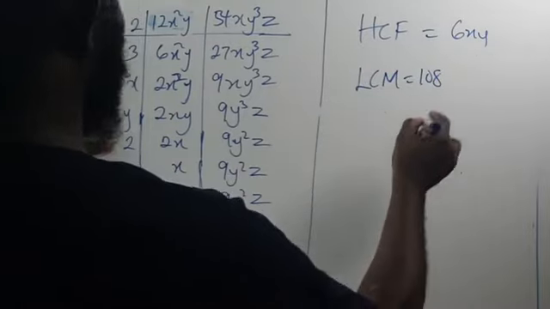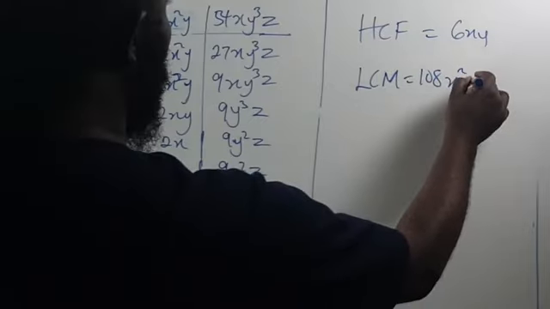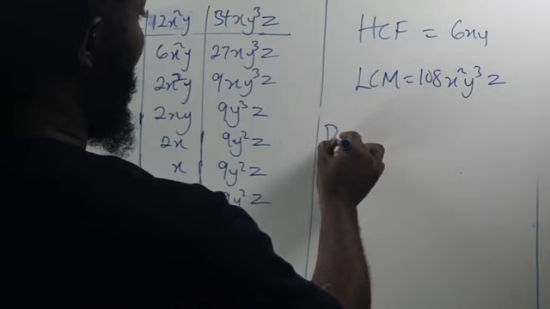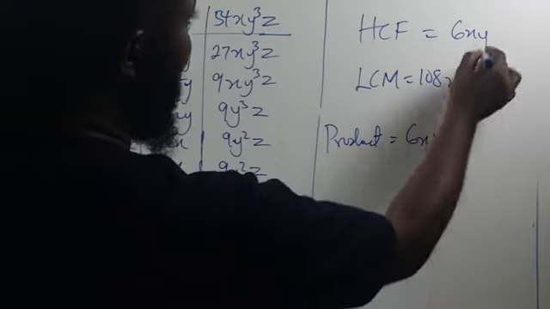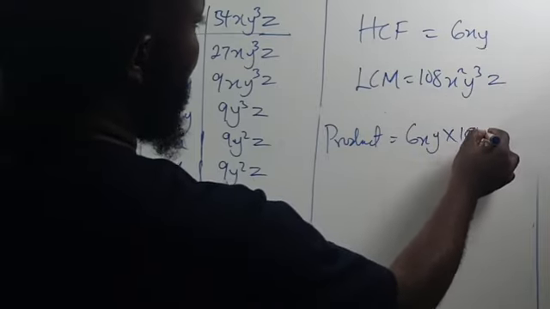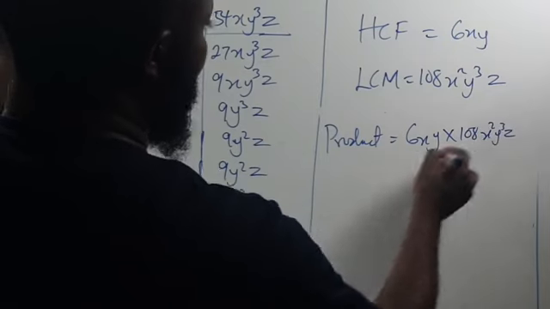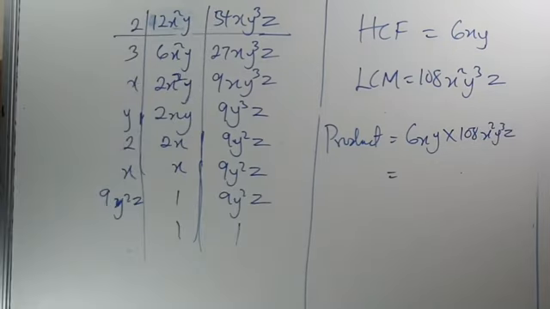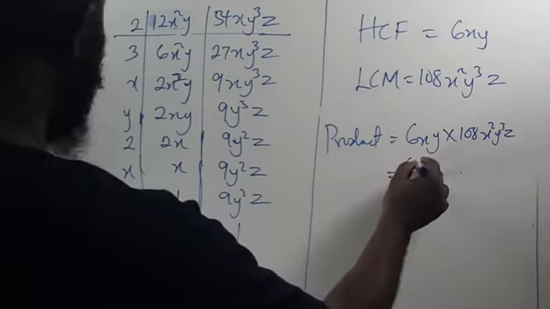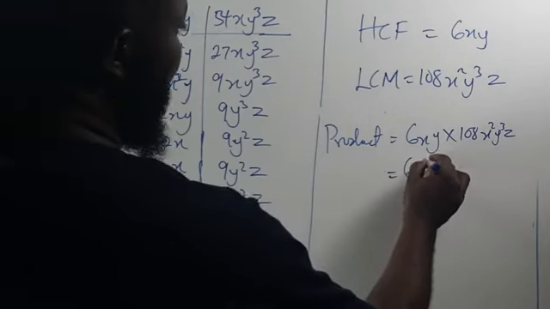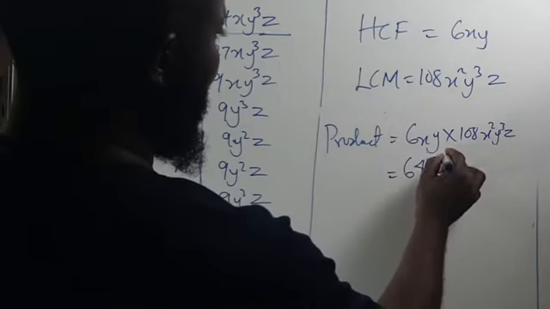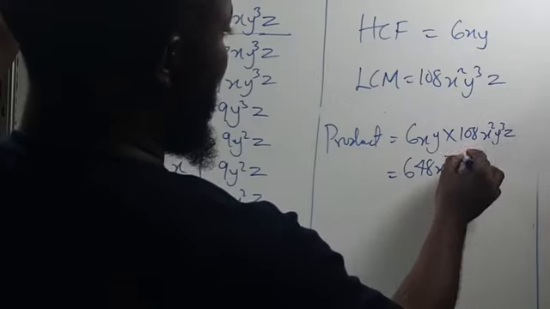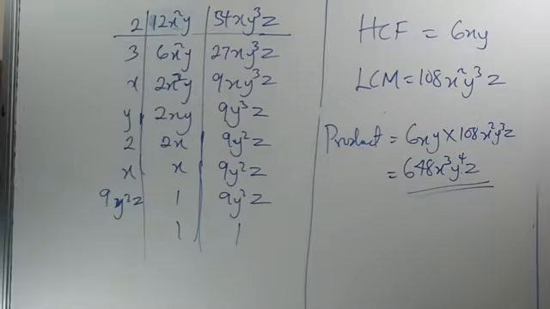that is 108. Then x squared y cubed z is the LCM. Their product will then be 6xy multiplied by 108x squared y cubed z. So multiply 6 times 108, that is 648, x squared times x, that will be x cubed, then y raised to power 4, z. So this will be the product of the two.